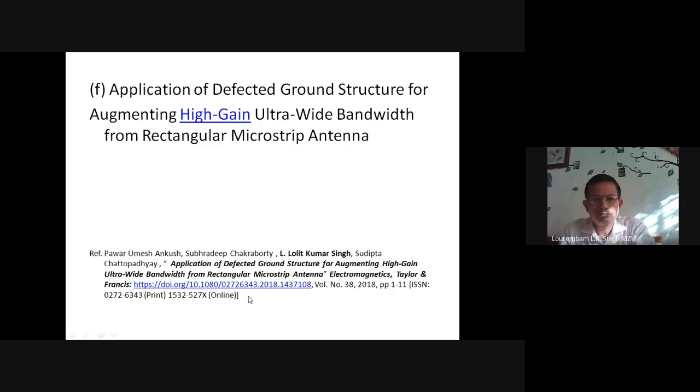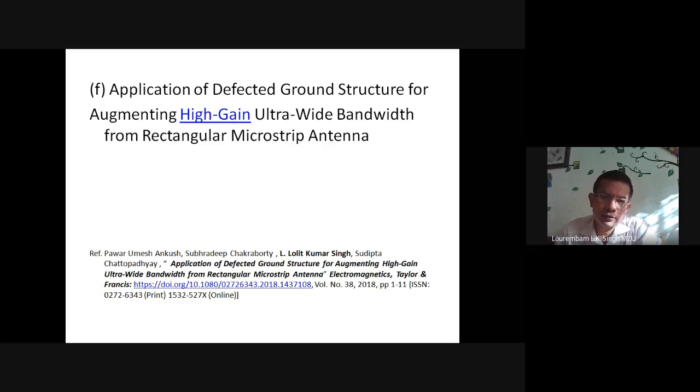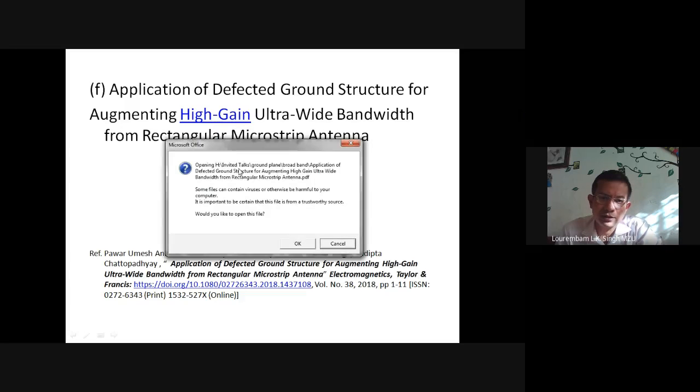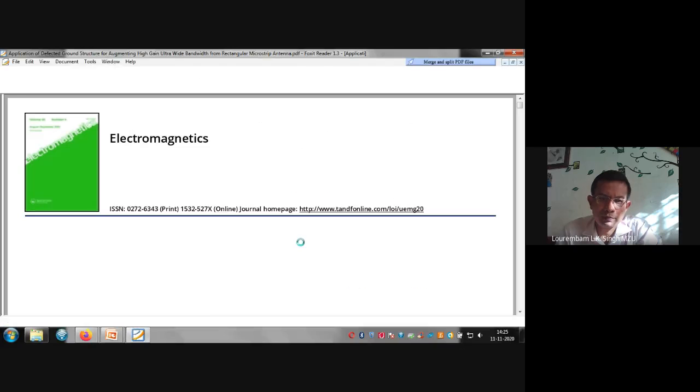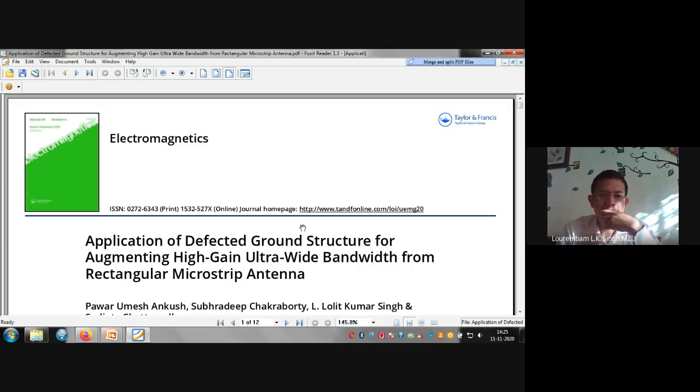Another application of the defective ground structure is for augmenting high gain, which we are trying to introduce. Earlier we also said that low gain is one of the disadvantages, but due to an unconventional way of approaching, we can overcome that low gain. So let's see how this structure looks. This is also one of the papers in electromagnetics.